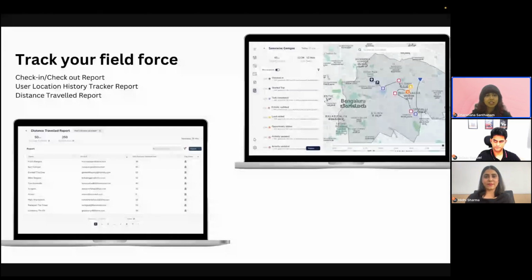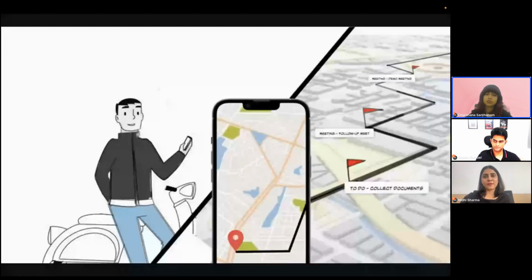Okay, thank you, Nidhi. Sales reps run through a list of tasks assigned to them for the day. They travel to different locations across the city to meet leads and to complete their tasks. So can the app help them plan their route a bit better?